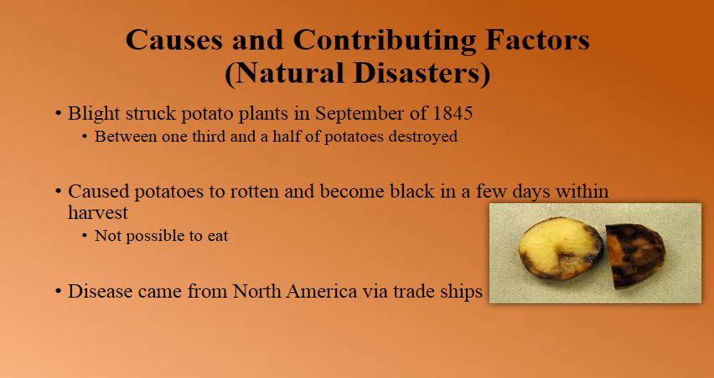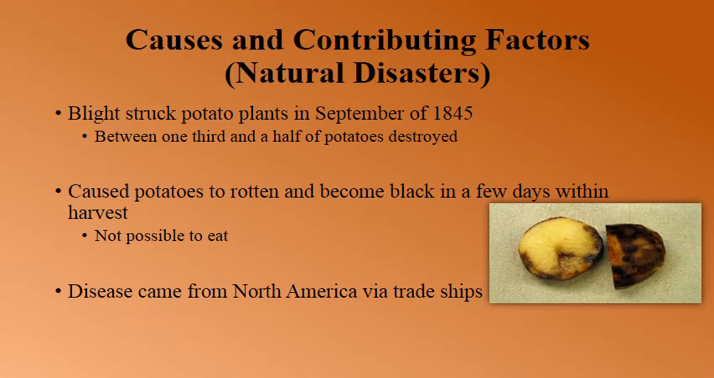So the probably most popular and talked about contributing factor of the Great Famine is the natural disaster that occurred. And that was that a blight struck the potato plants in September of 1845. And somewhere between 1/3 and half of the potatoes were destroyed by that. And that caused the potatoes to rot and become black within a few days of harvest. So they would pick them, and then when it came time to eat them, they would see that they're black and filled with diseases. And so that actually made them impossible to eat.